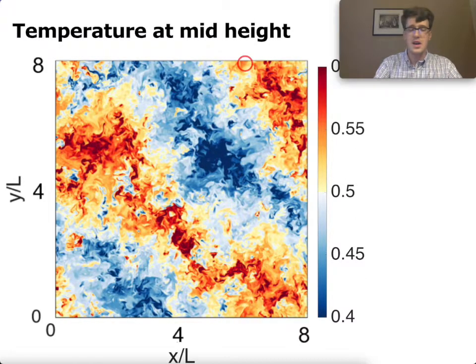If you're looking here at mid-height, we see that there's one large-scale convection roll in the system. There's one red region that is connected to itself, and one blue region that is connected to itself. So there's just one large-scale circulation in this system, since this domain is periodic, so the red and the blue are essentially connected to each other.